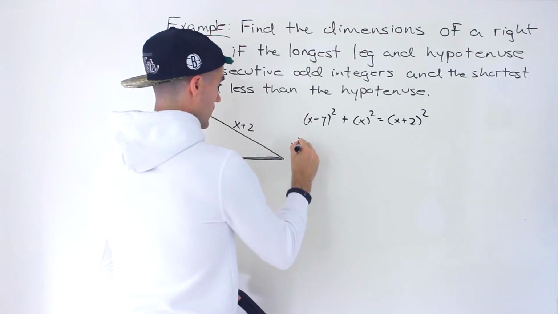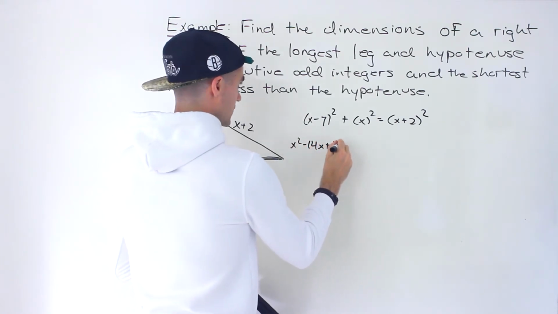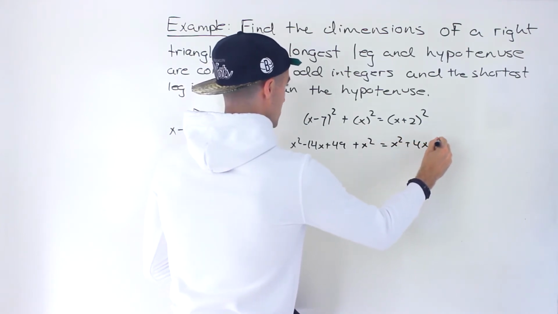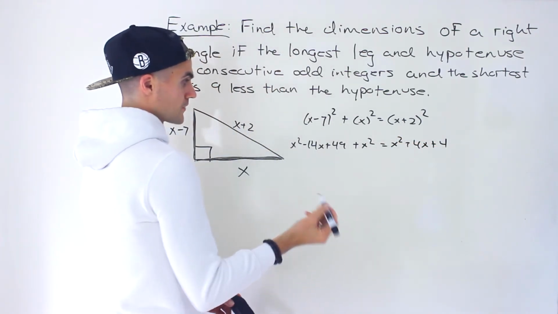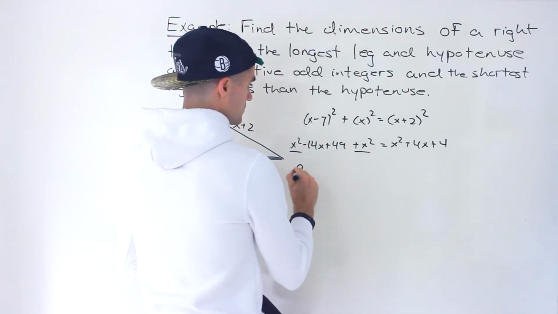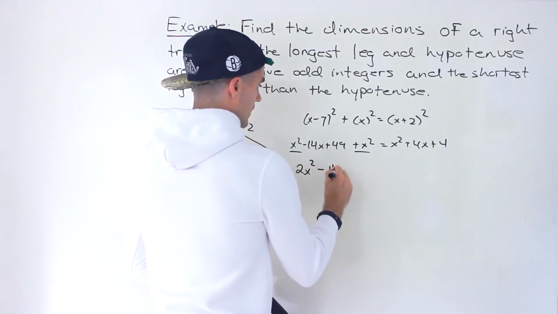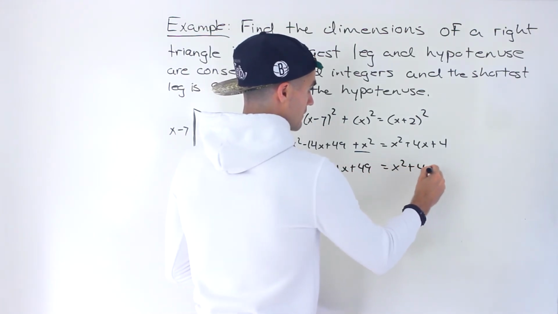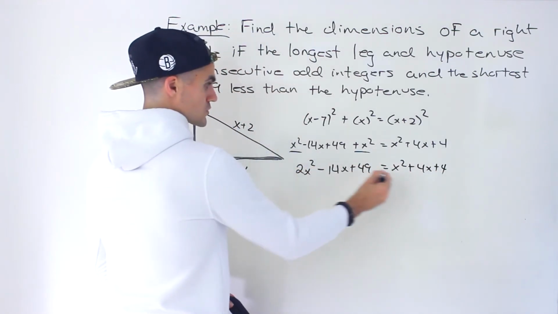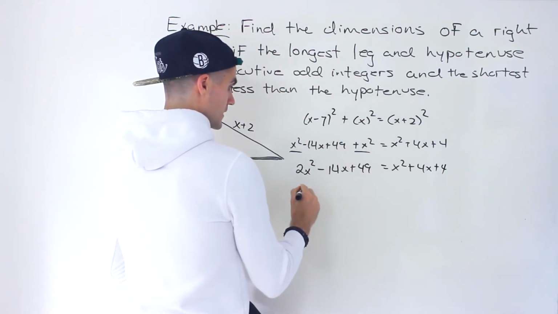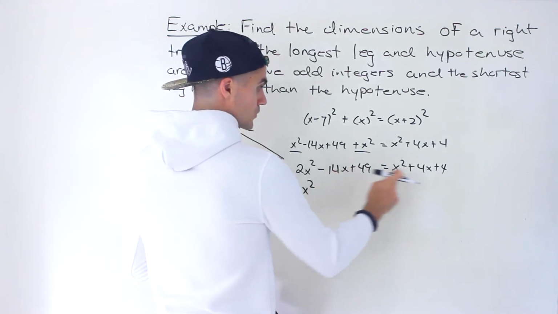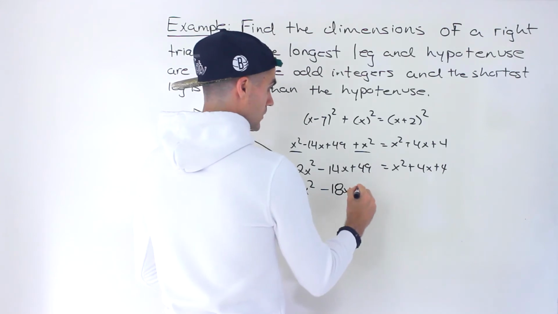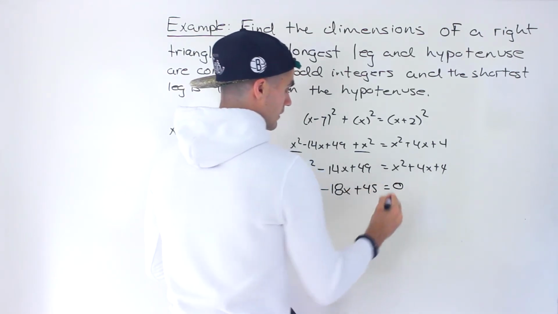So this would be x squared minus 14x plus 49 plus x squared is equal to x squared plus 4x plus 4, like that. So then these are like terms. And what I'm going to do is bring everything over to the left side, right? So we'll have 2x squared minus x squared. When this comes over, it becomes minus x squared. So we'd have x squared. Negative 14x minus 4x would give us negative 18x. And then 49 minus 4 would give us 45, like that.